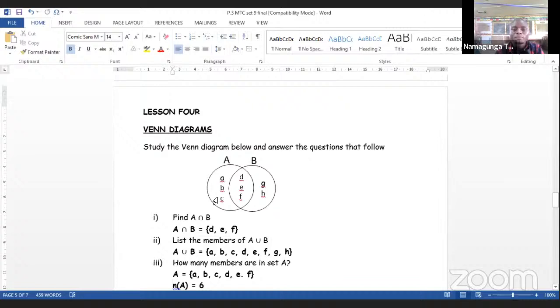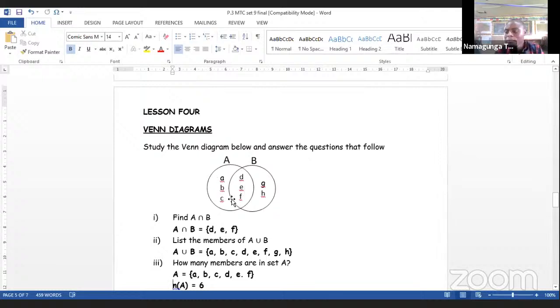Yes, A, B, C. Yes, teacher. You have said we have A, B, C, but see where set A is passing. All these members here, A, B, C, and even D, E, and F, belong to set A.